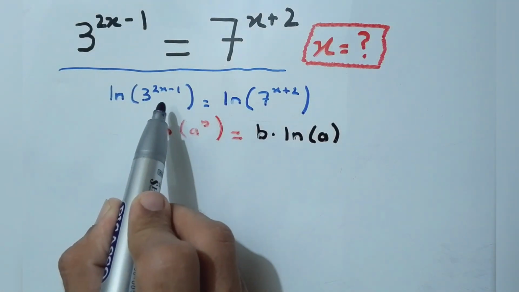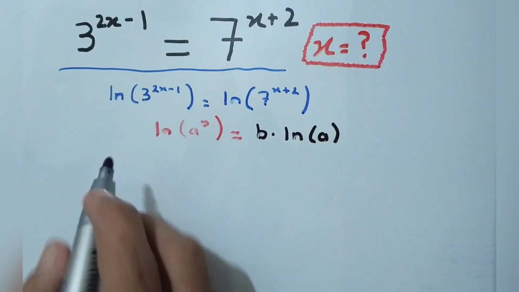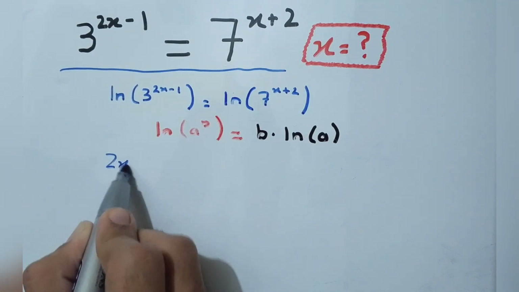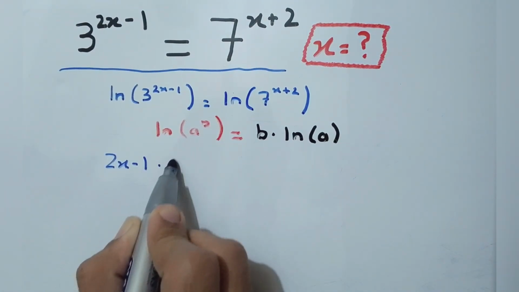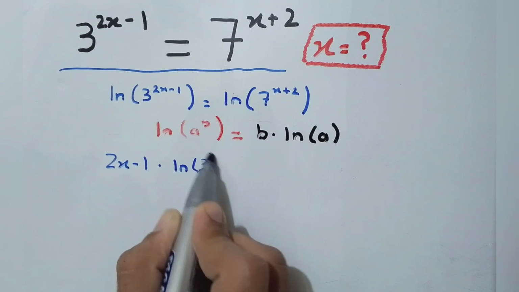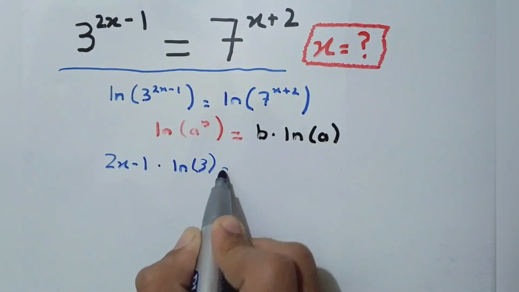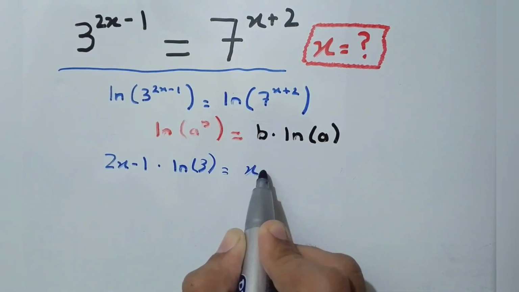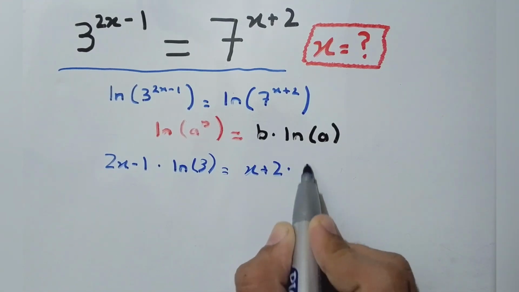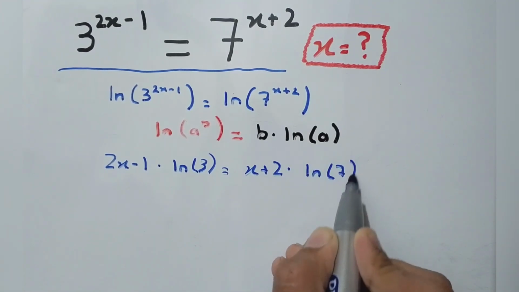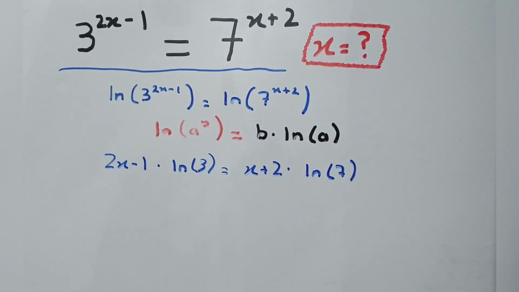The 2x minus 1, which is the exponent here, comes down and this becomes (2x minus 1) multiplied by ln of 3, and this is equal to (x plus 2) multiplied by ln of 7. Now here's the twist. Instead of just solving for x, we'll need to carefully take these logarithms into account and expand everything step by step. So please watch closely now.